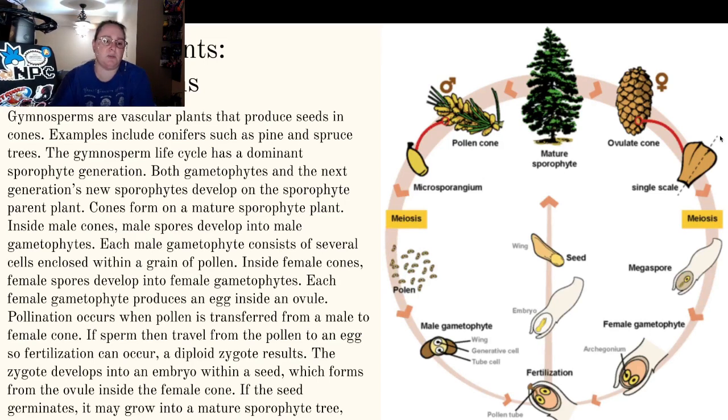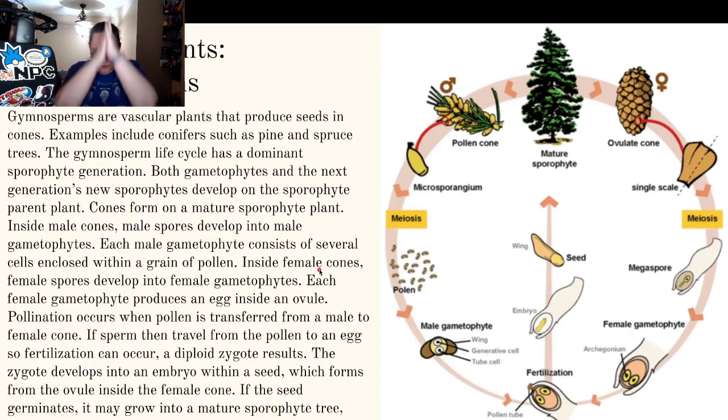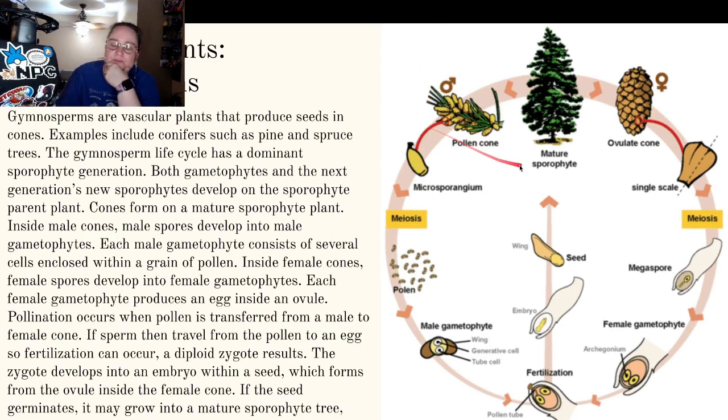So the gymnosperms, this is their version of alternation of generations. We still have the gametophytes. We just have a male one and a female one now, instead of having male and female on one, or in another case, male and female in another way. And what we see is the mature sporophyte, which makes the male and female parts.